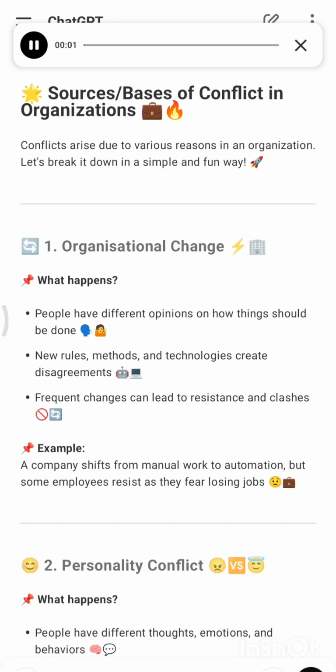Sources, bases of conflict in organizations. Conflicts arise due to various reasons in an organization. Let's break it down in a simple and fun way.